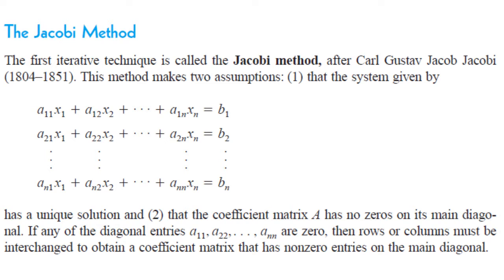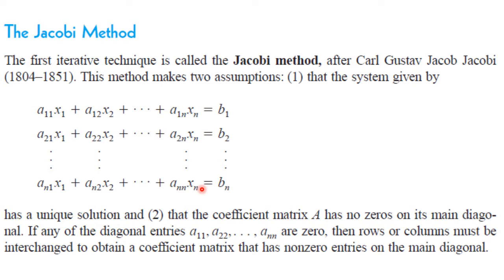Students, if we start with the Jacobi method, it basically makes two assumptions. What is the first assumption? It says that the system given here has a unique solution. The second assumption is that the coefficient matrix A has no zeros on its main diagonal. These are the diagonal elements like a1,1, a2,2, and so on up to an,n. So these are the diagonal entries, and they should not be equal to 0.